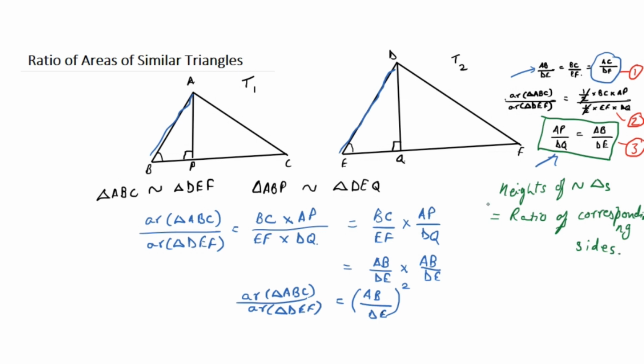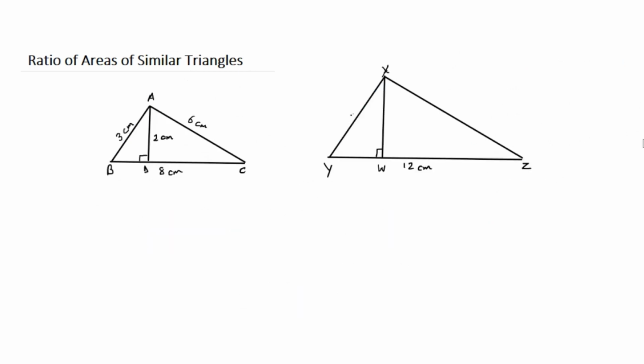Now, how about learning to solve some questions? Okay, let's have this first question here. We have been given that there are two triangles in which triangle ABC is similar to triangle XYZ, and what we need to find out is the ratio of areas and ratio of perimeters of the two triangles.